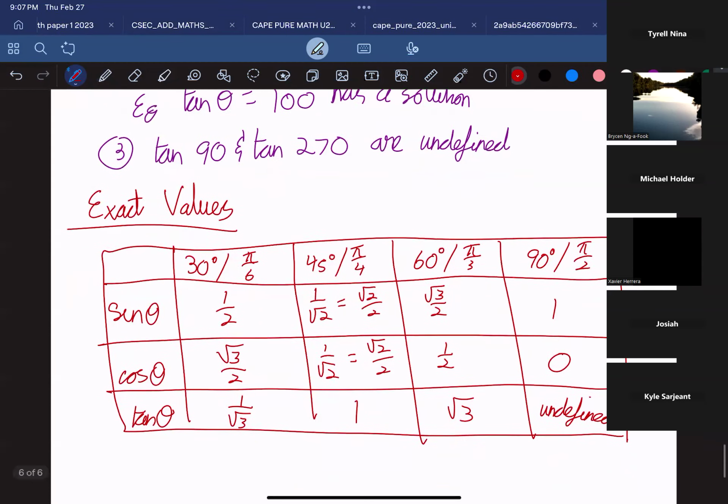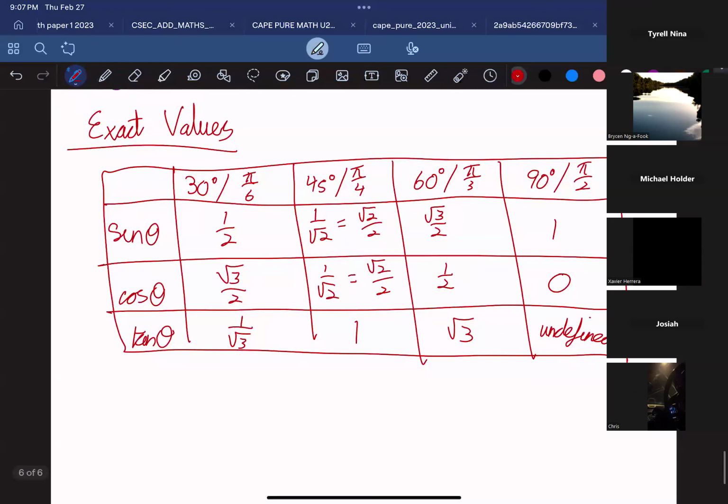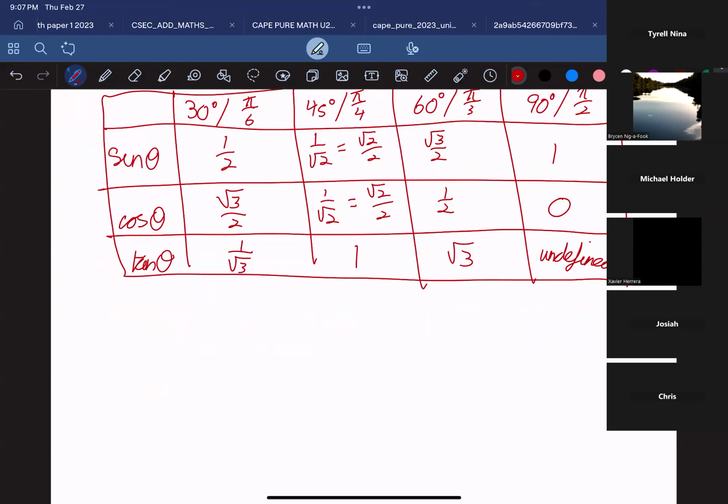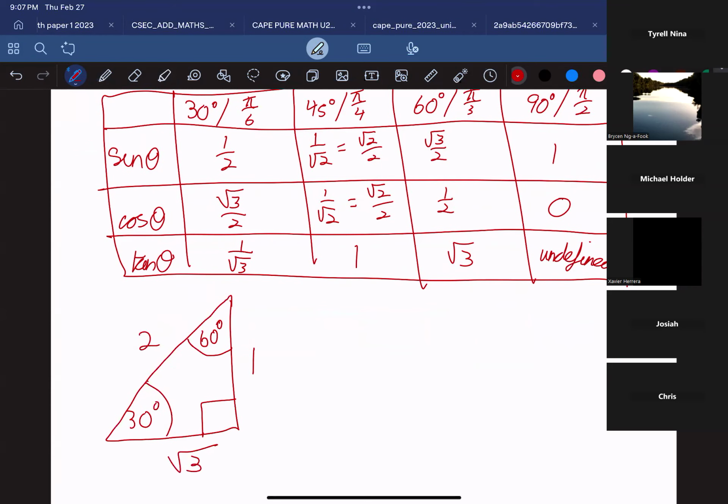Right, so we have the triangles that we learn off of these, right? So if this is 30 degrees, then this would be 60 degrees, right? And we just need to learn off these triangles, because if sine 30 is opposite over hypotenuse, this is 1, 2, and this would be root 3. I can obtain these triangles pretty easily, yeah?